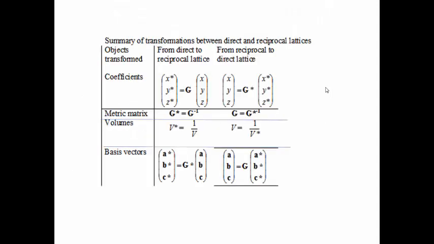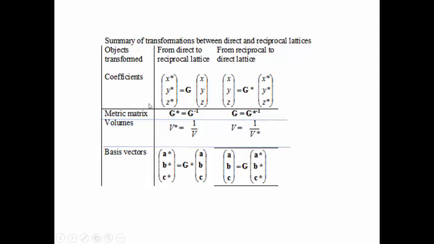Okay, now this is the summary slide of what you've learned. The coefficients transfer as G, and you can see star to non-star takes you on G, non-star to star takes you on G star. It's important to know how to transform the coefficients, but I don't ask you to memorize this equation because it's too difficult. It's too tricky to memorize.